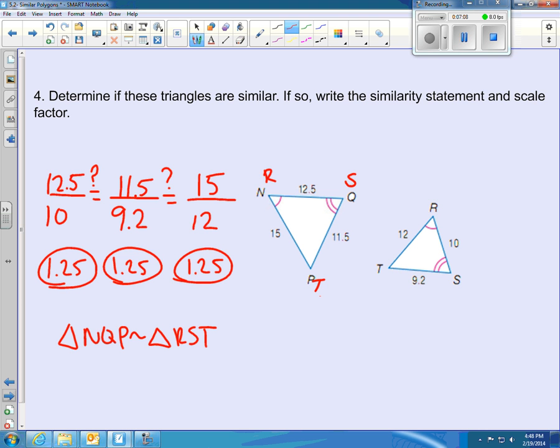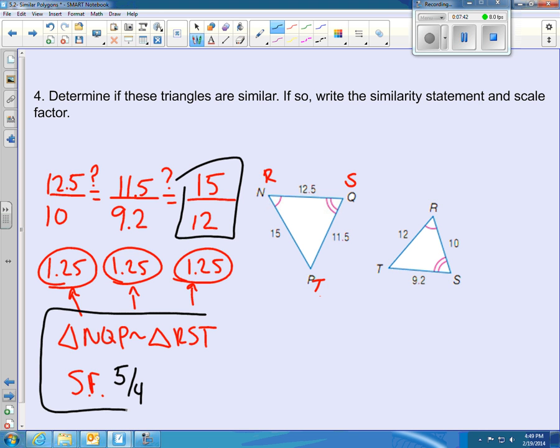Then we have to do scale factor, which I'm going to abbreviate SF. Scale factor is actually this right here. But we want to give scale factor as a fraction, not as a decimal. So you have 2 ways to do this. Change 1.25 into a fraction, if you remember, or look for a fraction you can easily reduce. 15 over 12, 3 goes into both of those. 3 goes into 15 5 times, and 3 goes into 12 4 times. So similarity statement, scale factor. 2 things they were looking for.